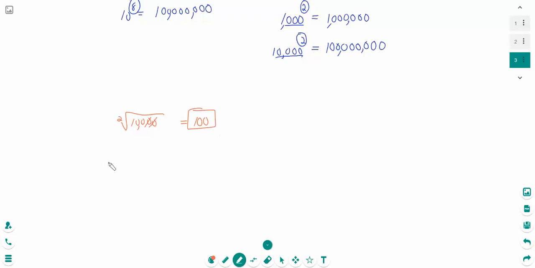So do you see how easy that was? All we're doing is counting up the number of zeros, cutting that number in half, and then placing that many zeros after a 1. All right, so if I have the square root of, let's say 1,000,000, what would be the solution to this?